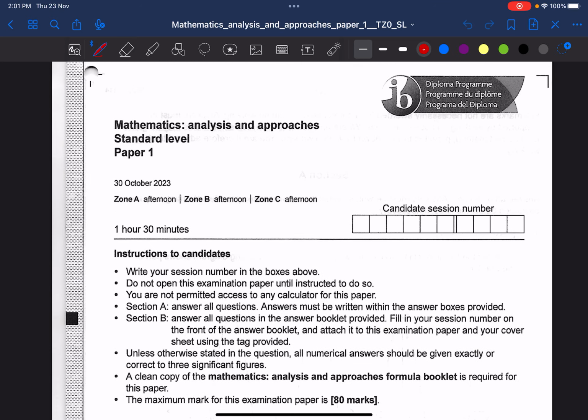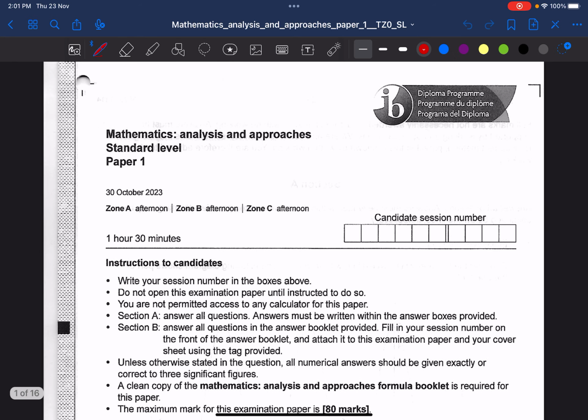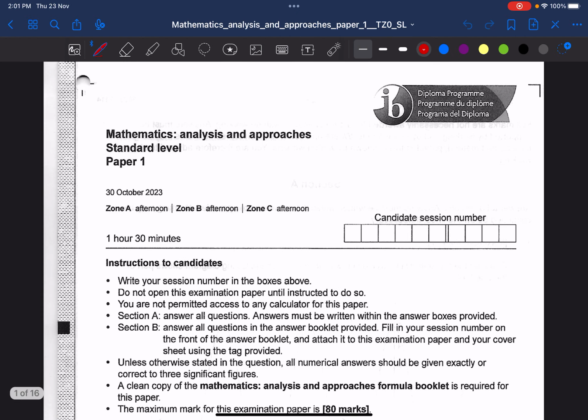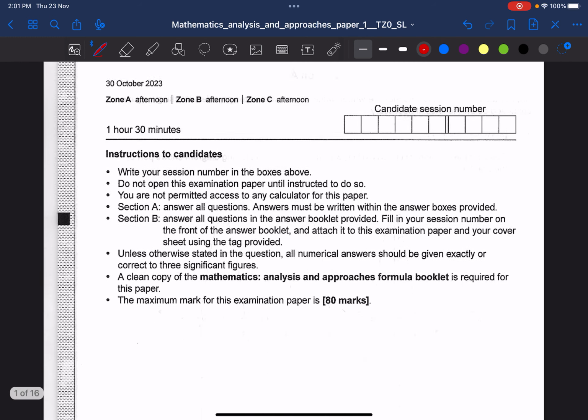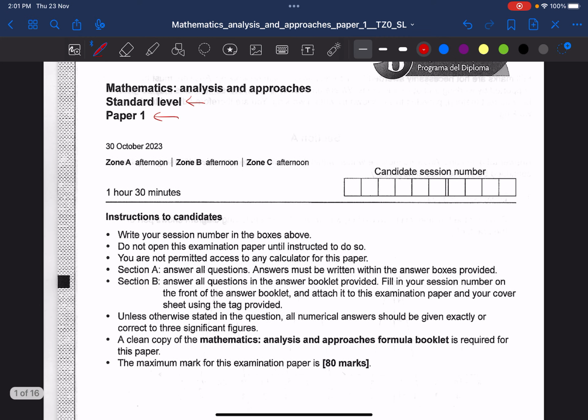Hello, I'm Lucas. Today I got a copy from the IB document teams of the Math 2023 November time zone 0 SL paper 1. This will be my walkthrough of the whole paper, and since it doesn't have marks attached because it hasn't come out yet, this will be a blind approach.